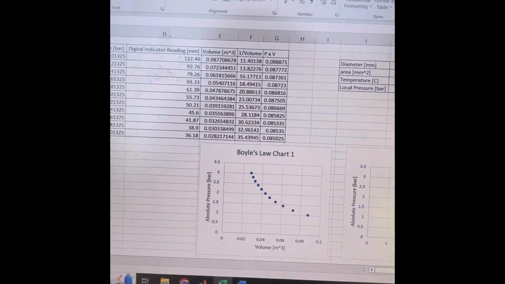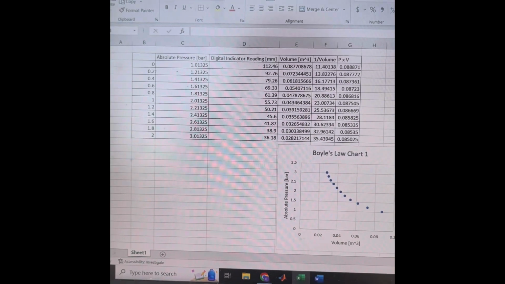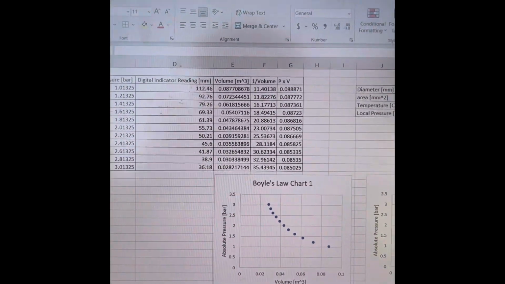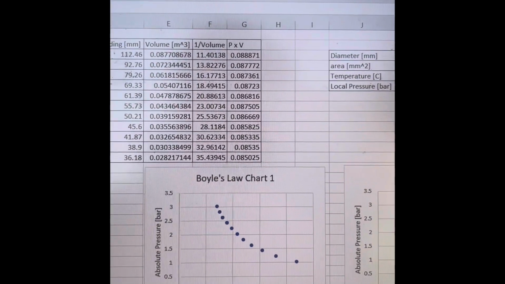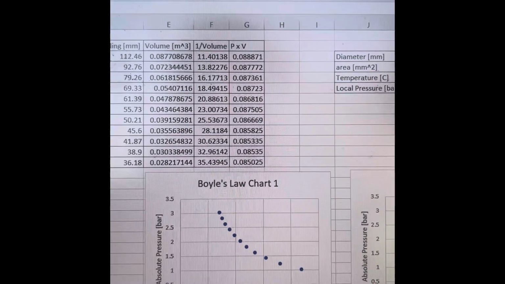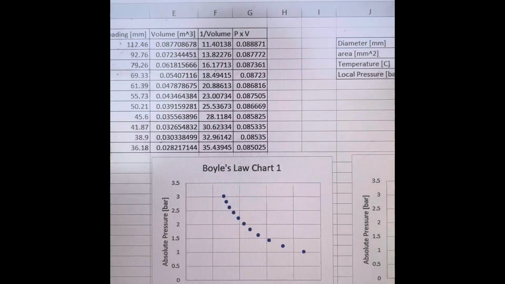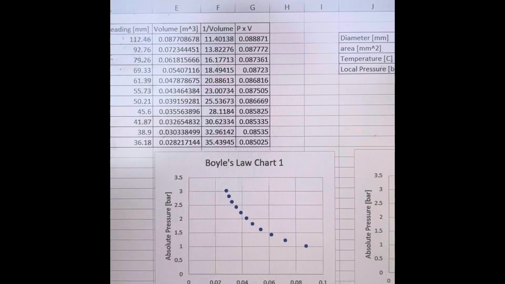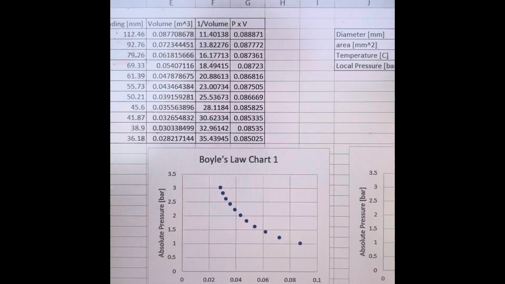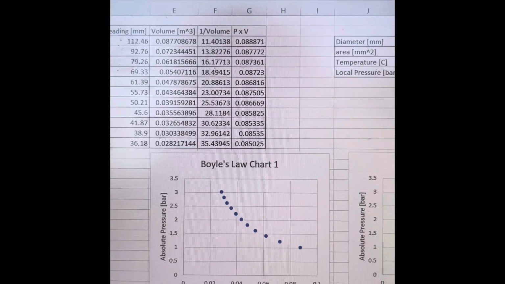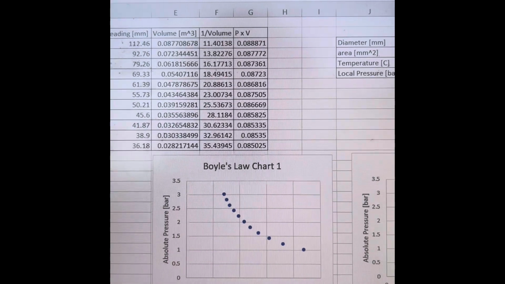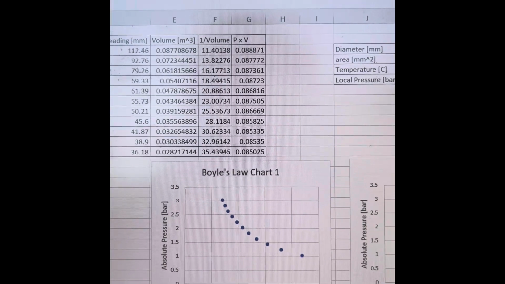A big thing to note during this experiment is that our hypothesis stated that when we were multiplying P and V together, we should get a constant K value. As you can see, our first value is 0.08871, and then we end with 0.085025, and there is a slow, very slight decrease in that K value as we increase the trial.